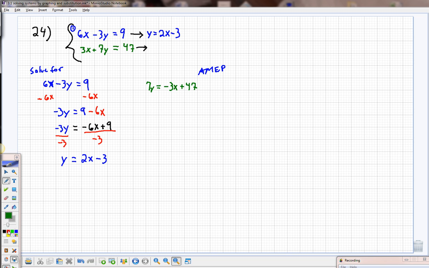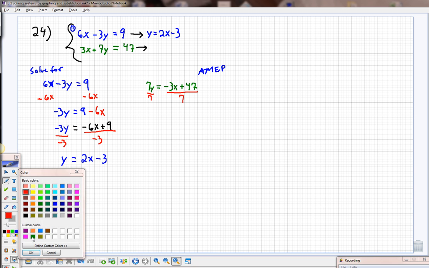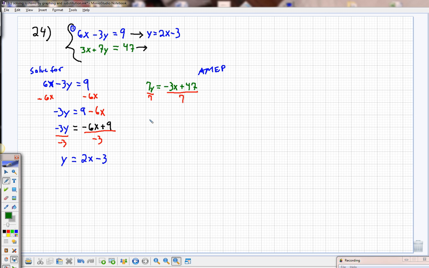I know now that I need to divide by 7 on each side. I must show that. That's how I'm disconnecting that 7 from the y. And I must do it to both sides, the entire side. I am now left with y equal to, and understand this is a shortcut, negative 3/7 of what? Of x plus 47 over 7.